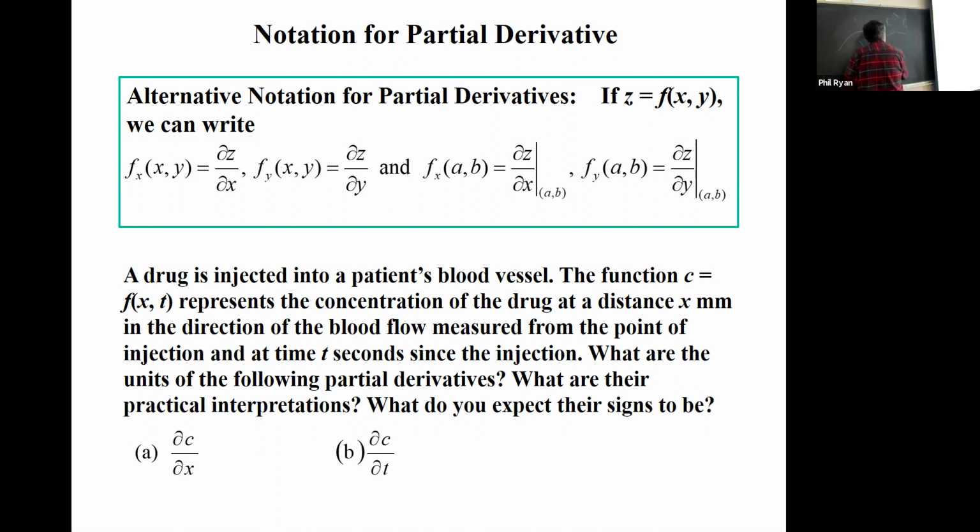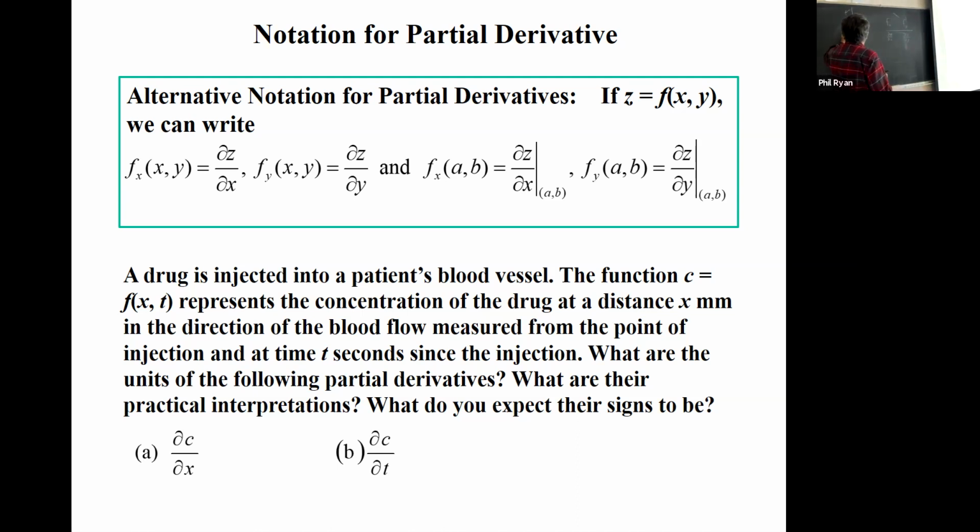So remember, just like with normal derivatives, we had f prime and we had dy/dx, two different ways of writing down a derivative. Here we have two different ways of writing the derivative as well. The convention is that you use a different kind of d for partial derivatives than you do for normal derivatives, just so you don't get confused between the two.